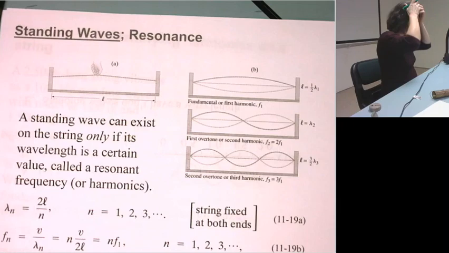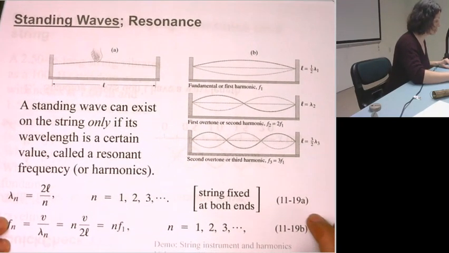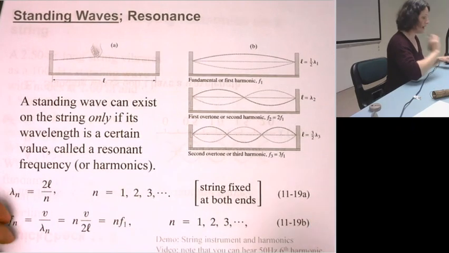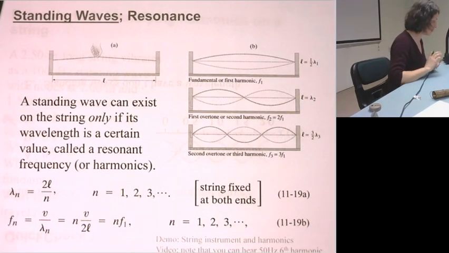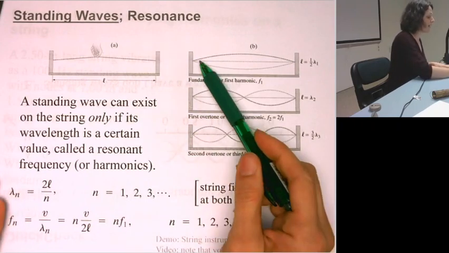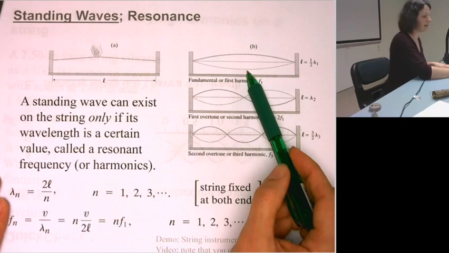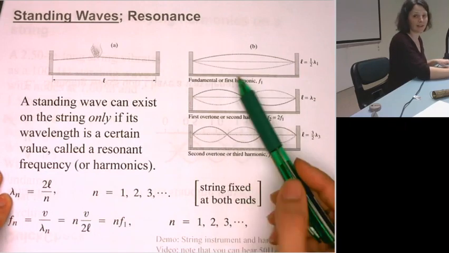Okay, so another example of standing waves is how every single stringed instrument works. For the next video, I'll get some videos out, but for now, we're just going to try to visualize this. A standing wave can exist on a string only if its wavelength is a certain resonant value, right? So a wave that looks like this can go up and down, and that can be the lowest harmonic, is what we call that.